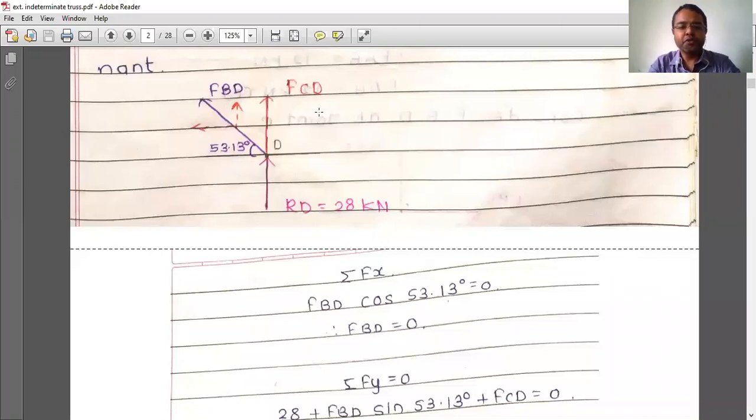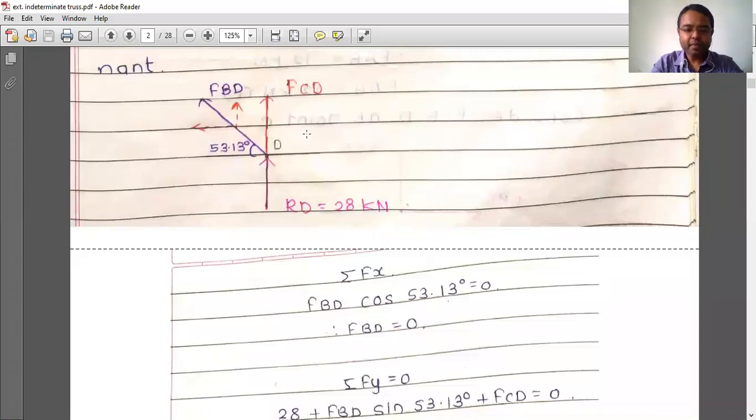Of course, the joint method can be applied only when at a joint a maximum of two unknowns are there. So just resolve this given force. Here the force in member BD and the force in member CD, we have assumed tensile. We don't know the nature, we have assumed it as tensile. That's why I've shown arrows away from the joint. This arrow and this arrow, both arrows are away from joint D.